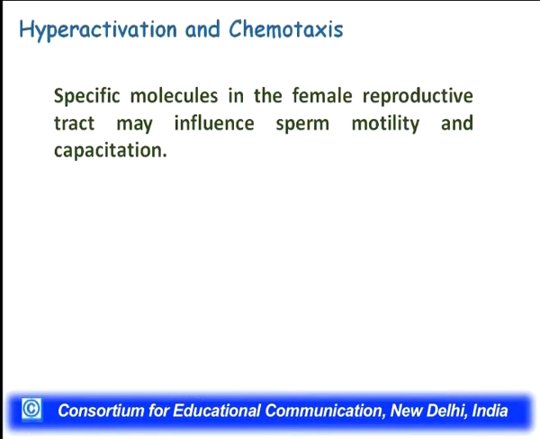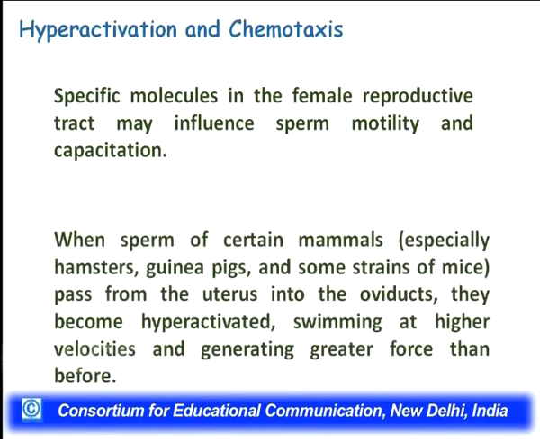Specific molecules in the female reproductive tract may influence sperm motility and capacitation. When sperm of certain mammals, especially hamsters, guinea pigs, and some strains of mice, pass from the uterus into the oviducts, they become hyperactivated, swimming at higher velocities and generating greater force than before.